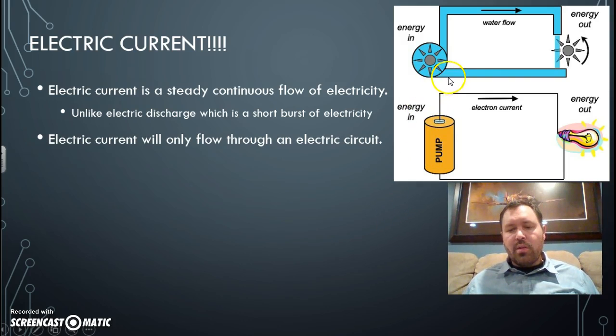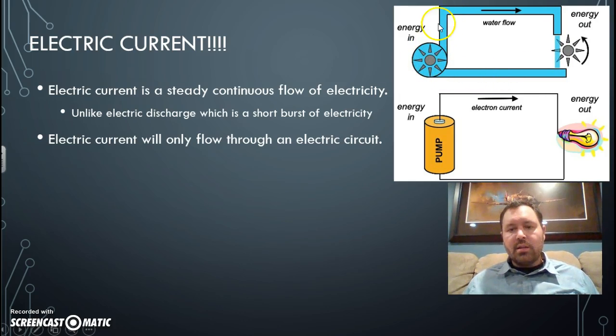So probably one of the best ways for us to imagine this is to look up here at this diagram. You can see that we've got water flowing, and this water is flowing in a closed circuit. So the water is being pumped up, and once it's pumped up, now it's got some gravitational potential energy. It starts to fall down. And as it falls down, it can go back to this pump and go back up.